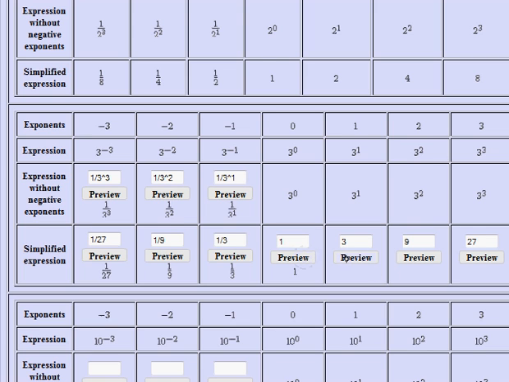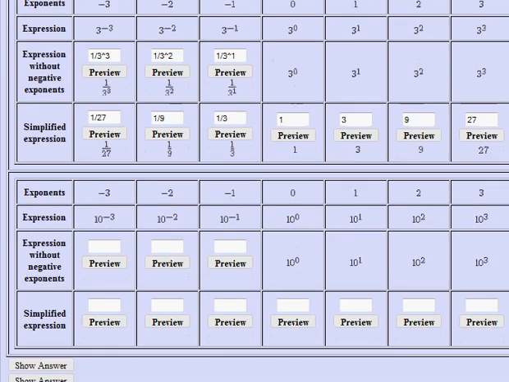No need to preview these, but if you want, you can. Just to show that as you move to the right, every time your exponent goes up by 1, the answer to the problem can be obtained by multiplying by 3. This number times 3 is this one. This number times 3 is this one. 1/3 times 3 is 1. 1 times 3 is 3. 3 times 3 is 9. And 3 times 9 is 27.